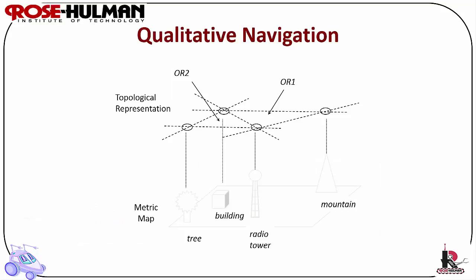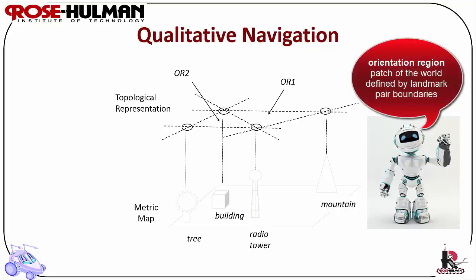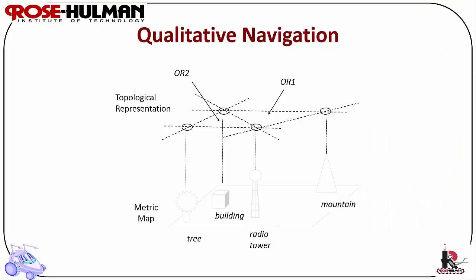Qualitative navigation means to localize a vehicle to a particular orientation region. An orientation region, or OR, is a patch of the world defined by landmark pair boundaries. A landmark pair boundary is an imaginary line drawn between 2 landmarks. The robot creates an outdoor topological map as it explores the world. It can coarsely localize itself to a metric map by using these boundaries.